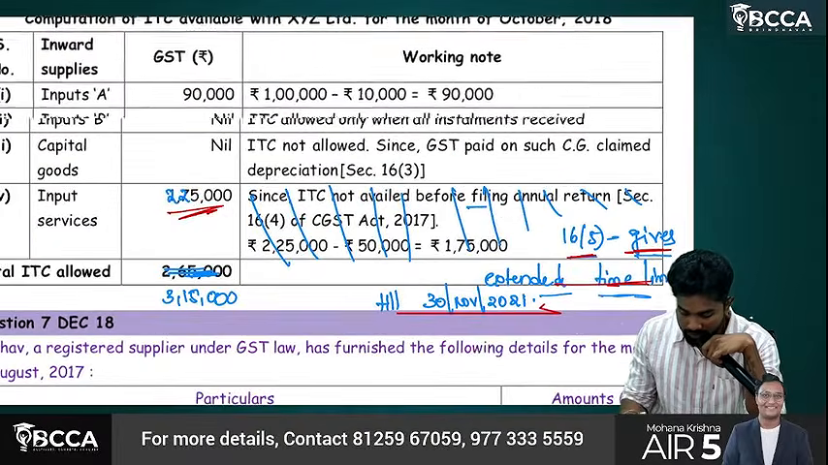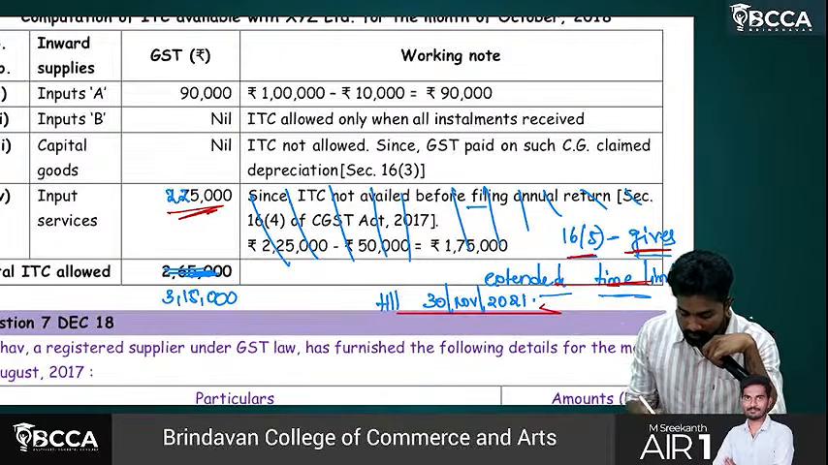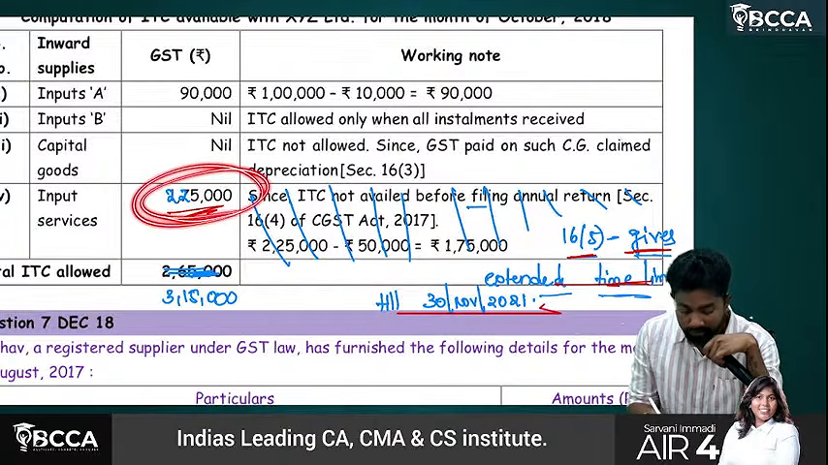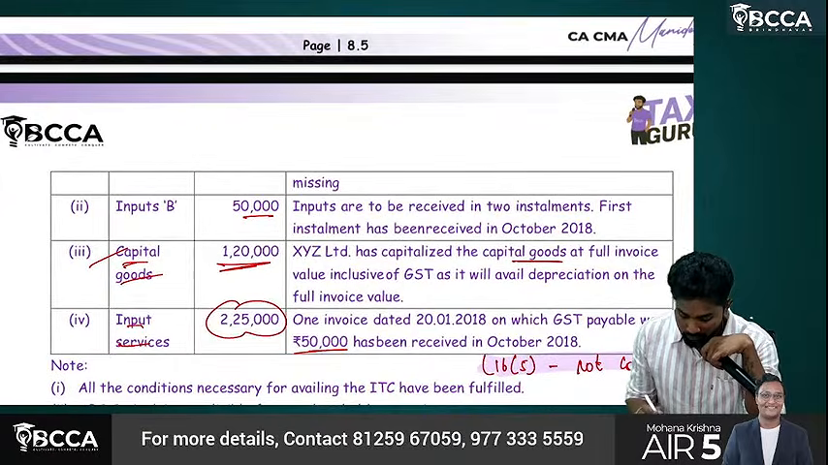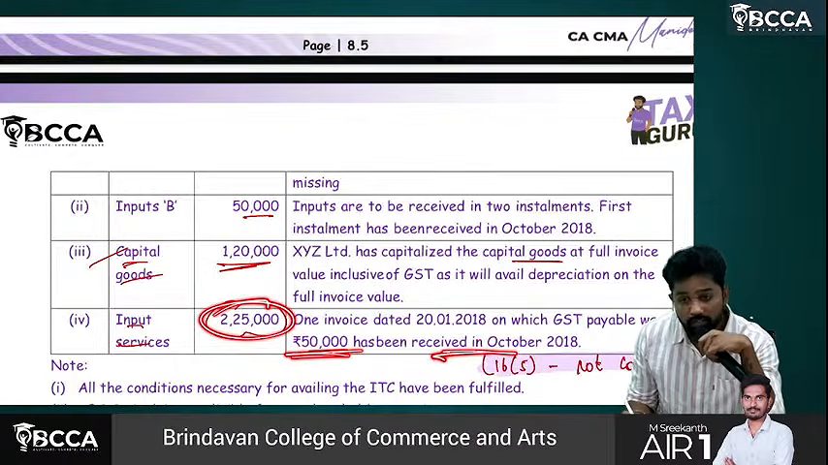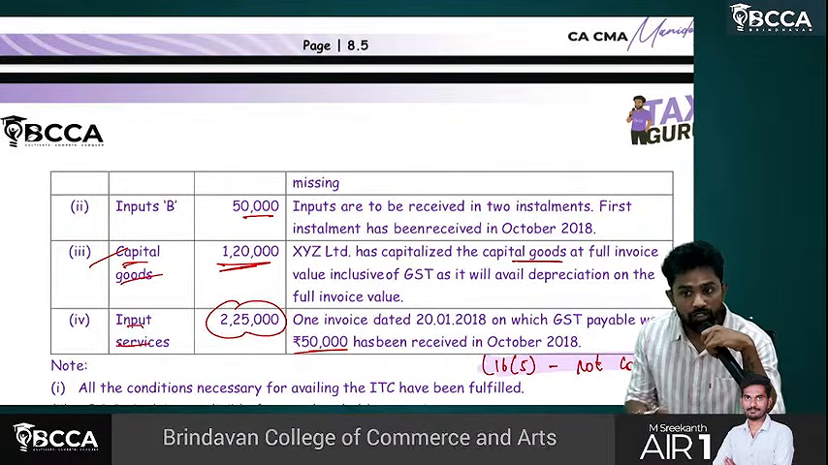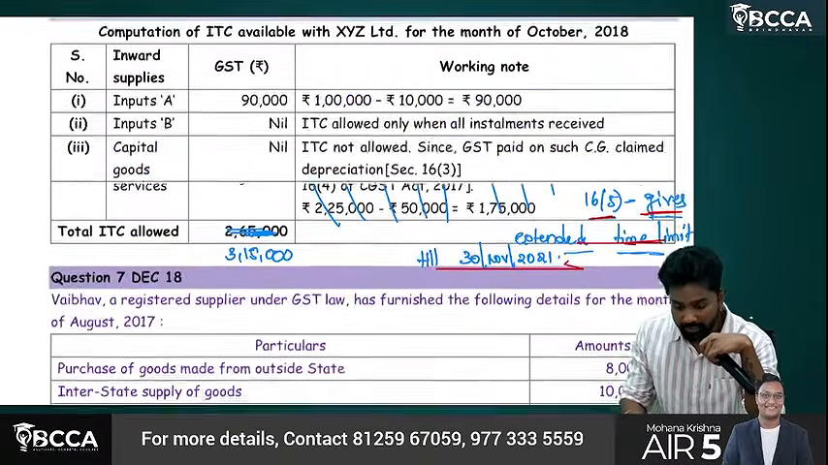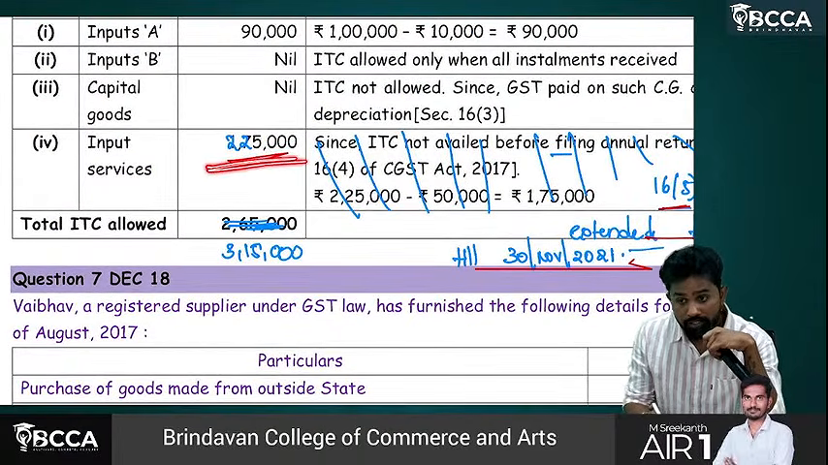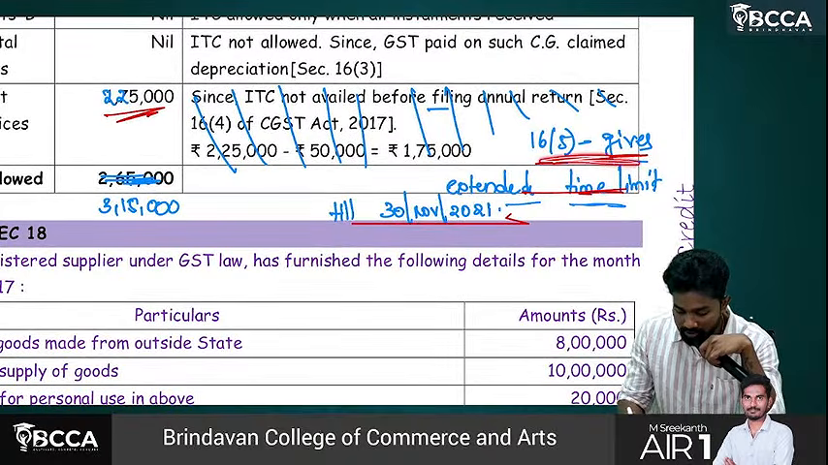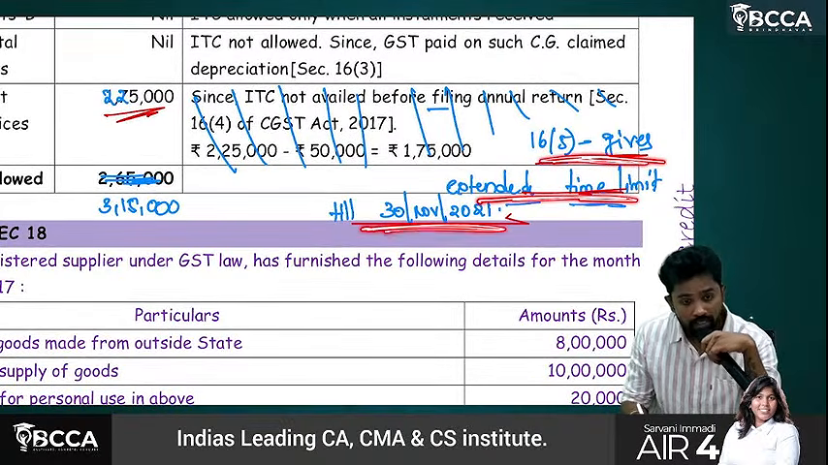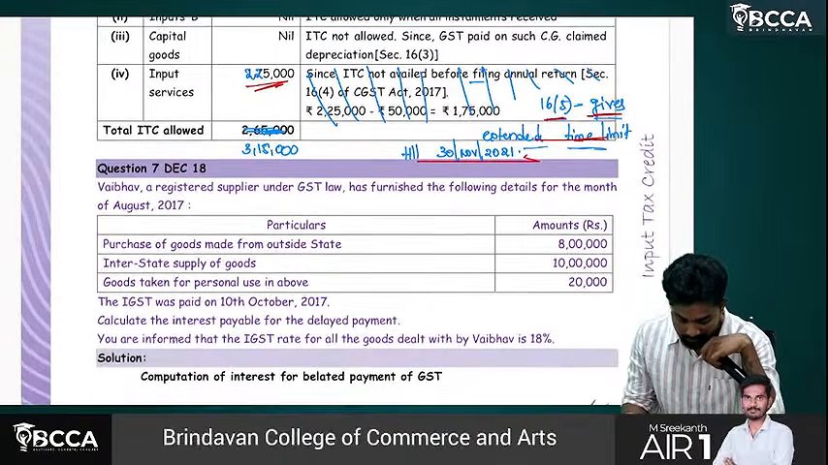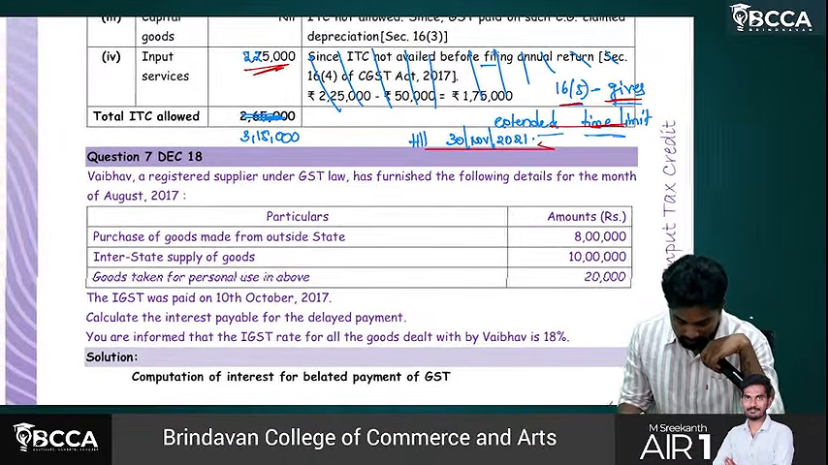So okay, if considered, what happens, sir? See, this one will be there. Input service, the 2,25,000. Sir, what happened here? Out of 2,25,000, for 50,000 the invoice is not there. So that means they can avail what? 1,75,000 normally. But if at all 16 subsection 5 is considered, then they can avail what? How much? 2,25,000, because 16 subsection 5 gives extended time limit till 30th November 2021. In that case, the answer will be 3,15,000.